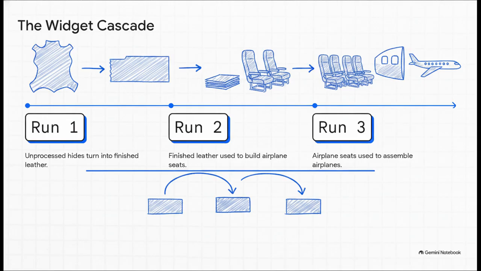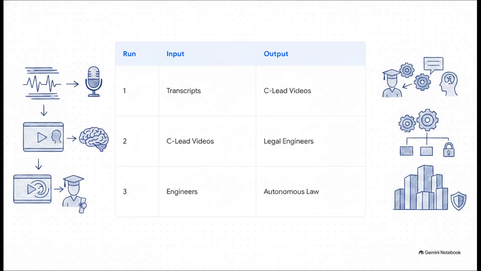Run 1 turns unprocessed hides into finished leather. Then, in Run 2, that leather is used as the raw material to build airplane seats. And in Run 3, those seats assemble the airplanes. The value just continuously cascades downstream. Let's apply that cascade concept to our own curriculum, because this is where you see the true impact of the process. In Run 1, our production phase, the raw transcripts were refined into those finished C-Lead videos.